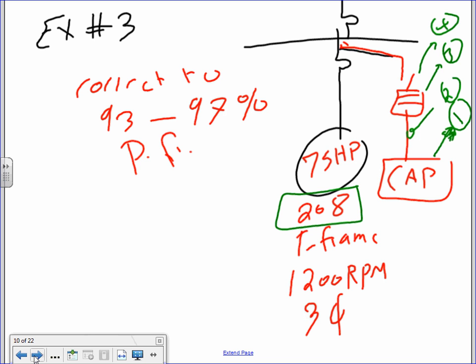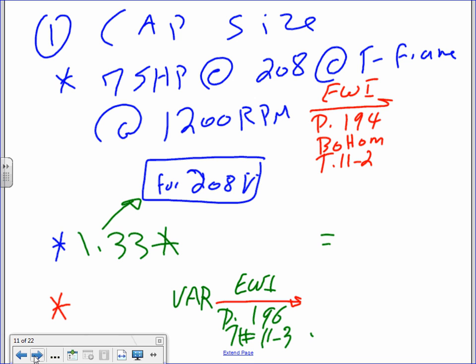The motor is 75 horsepower, 208, T-frame, 1200 RPM, three-phase. I need to correct between these two values, 39 to 97% power factor correction. The only reason I threw this one at you is because the voltage is 208. Can you guys write yourself? If it's 208, there's another step that you have to do. Okay, and as we've done.